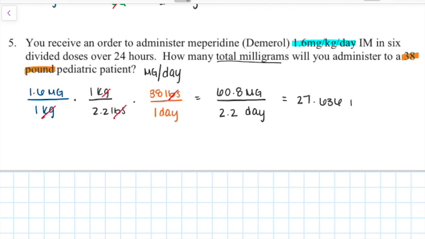60.8 divided by 2.2 is 27.636 milligrams per day. With pediatric patients, you either just keep the weight calculations in the calculator and then you carry it to 3 decimal places and then round it to 2 decimal places. So we're going to round that to 27.64 milligrams per day.